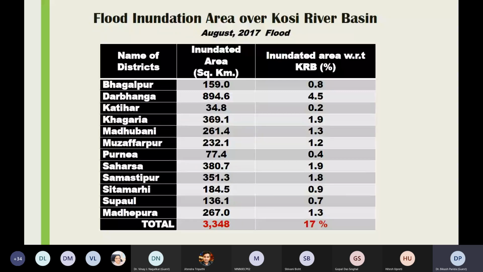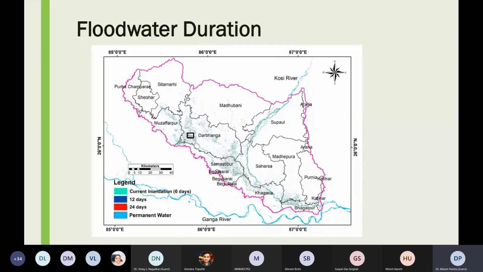Flood water duration. Duration is another way to calculate how many days the water remains in a single area, in a single part. That means you have to use higher temporal resolution SAR data to calculate the durations. It looks very easy, but the calculation needs 3-4 data sets. That means your temporal resolution is every 12 days, so the duration you get will be 12 days, 24 days, 36 days, and so on. So that's the limitation of that.